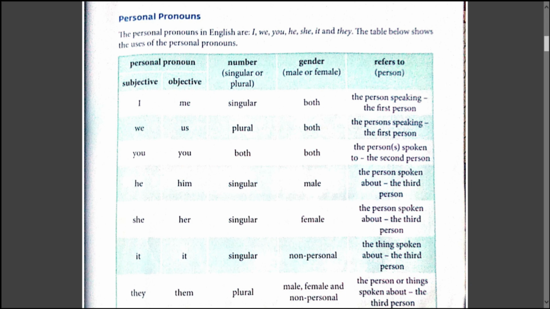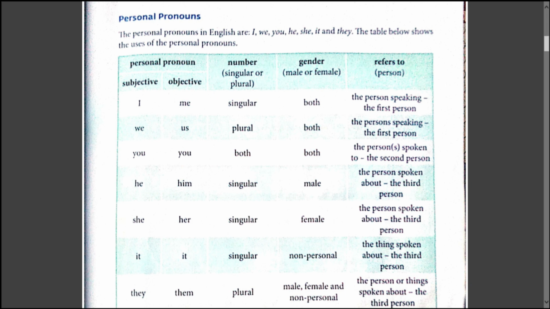Third personal pronoun. Next one is she. If she is in the subjective case, then she will turn into her in the objective case. And in number, she means what? Single. A single girl. A single lady. So here singular. And the gender will be female. And now the person spoken about is the third person. That is a third personal pronoun.